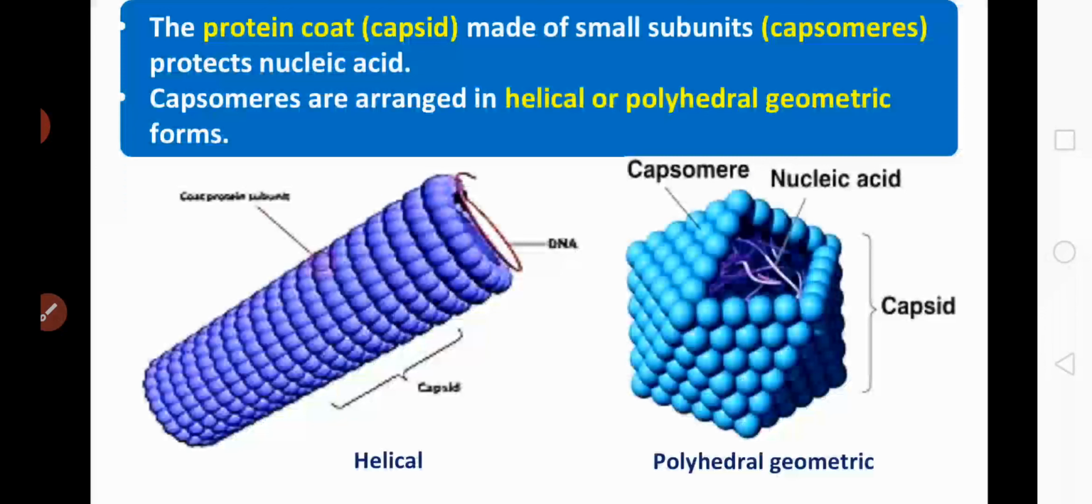Now coming to the components of the virus, as I said before, it mainly consists of two components, the protein component as well as the nucleic acid. Here the protein component is in the form of a protein coat, and this protein coat of the virus is called the capsid. The entire protein coat is called the capsid, and this capsid is made up of many smaller subunits which are called capsomeres.